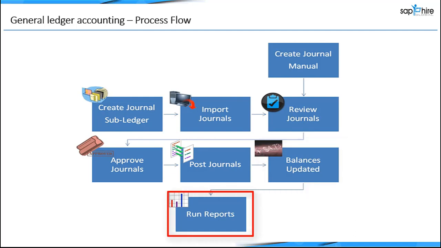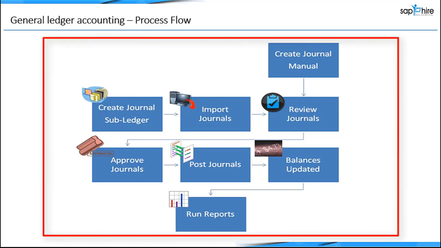Run Reports. General Ledger has many built-in reports. Most common reports run from General Ledger, like Transaction Register and Trial Balance Report. This is a generic General Ledger process. Some systems may have slight variations to the above process, but the underlying concepts remain more or less same.